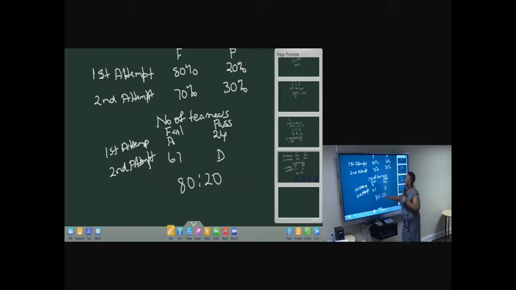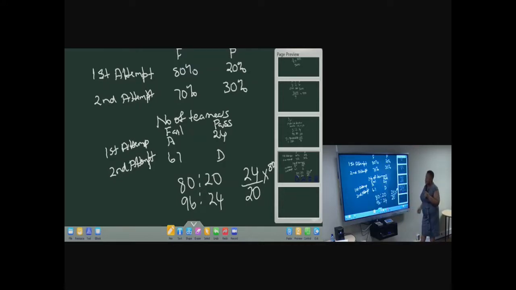On your first attempt, you are given your pass. So pass is 24. Then you want A, which is your fail. Then you can go immediately to the method I have just shown you: you have the given value divided by the ratio. Then you multiply by the unknown and you will get your 96. So they could have just used ratios to do the calculation.